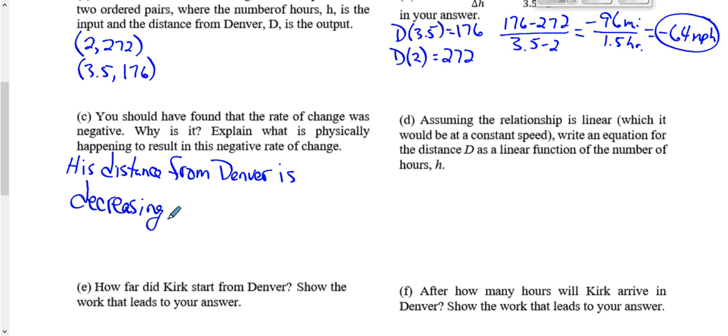I want us to assume the relationship is linear. Right? Makes sense if you keep your cruise control on, constant speed, right? Write an equation for the distance D as a function of H. So in other words, it'll look like this, but instead of x and y, what are we going to use? Well, what replaces the x?